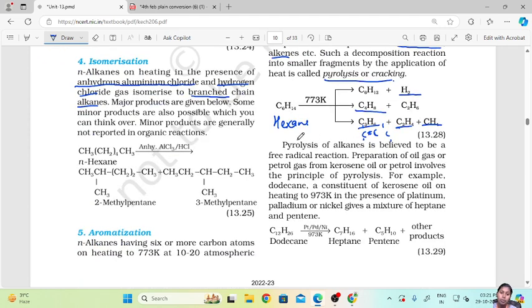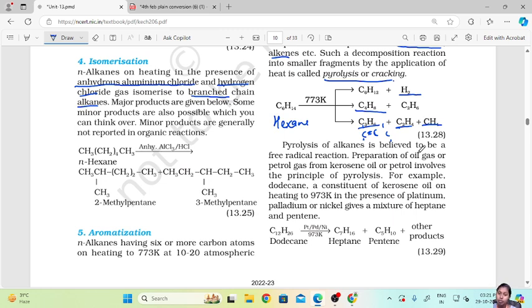Now pyrolysis of alkanes is believed to be a free radical reaction. Preparation of oil gas or petrol gas from kerosene oil or petrol involves the principle of pyrolysis. So when you split or decompose an alkane, it is believed to be a free radical reaction. Free radical reaction means you get a free electron.